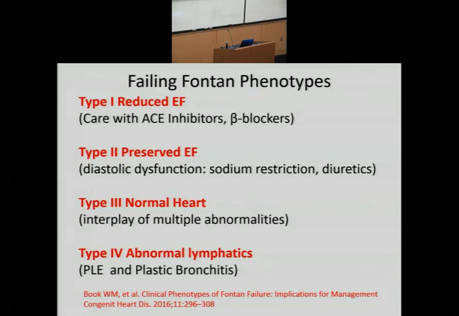Type 3, there's actually normal function of the heart, but it's an interplay of the multiple abnormalities and the coexisting pathophysiology which we've gone through, the lungs, the liver, all the other things. And then there's a type where you can have normal heart function, but these patients, just for some reason, sequester much more protein. They have the so-called protein-losing enteropathy and that plastic bronchitis we mentioned. And that becomes the challenge for our adult cardiology colleagues, is to determine when the Fontan is failing, what type of failure we see.